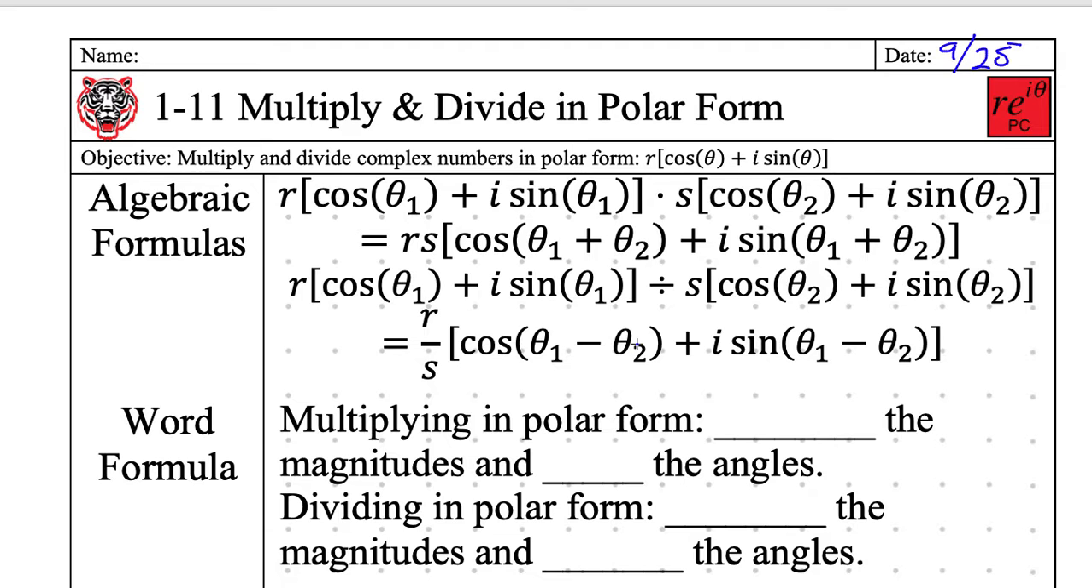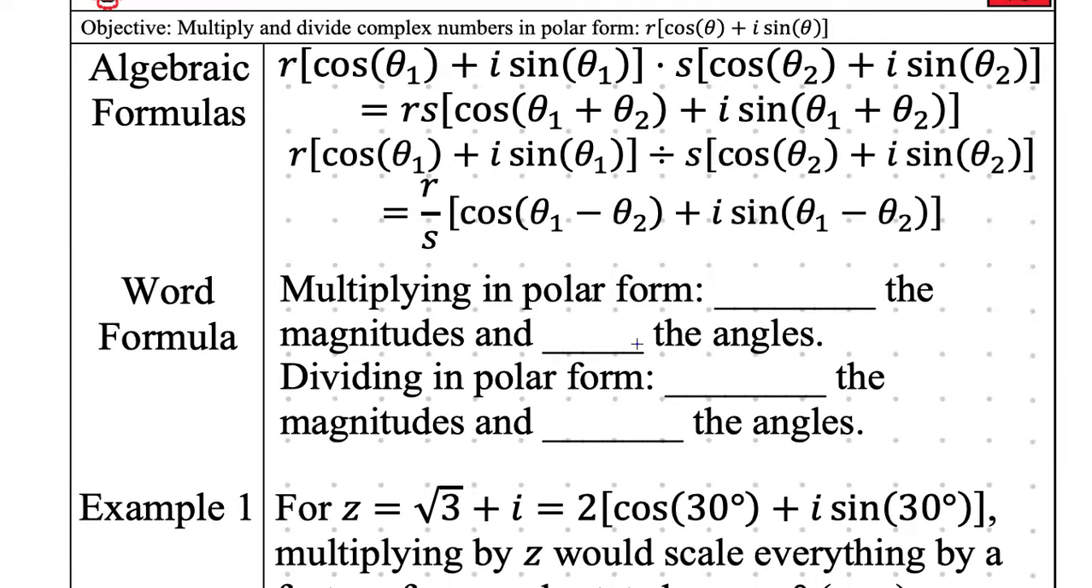I'll actually review it in words. The word formula is even better, in my opinion, than this thing because it's really hard to write out. Multiplying, if you're in polar form, then you're going to do what to the magnitudes? Quiet raised hand. Look out here at the magnitudes. What happened to the magnitudes?